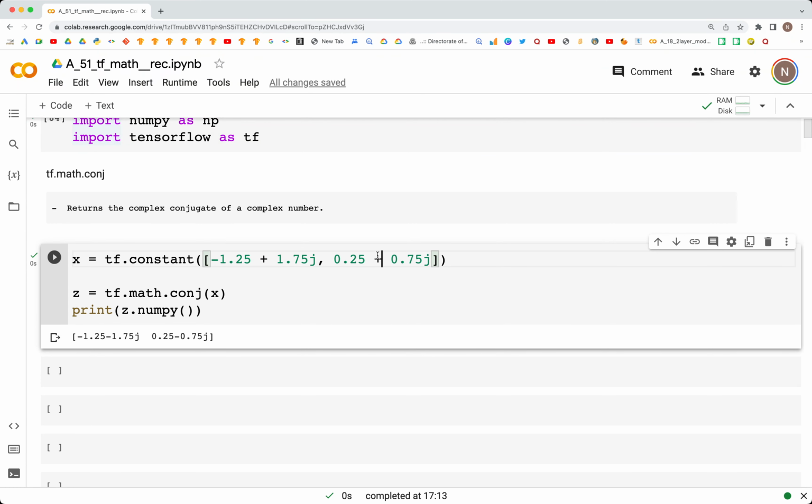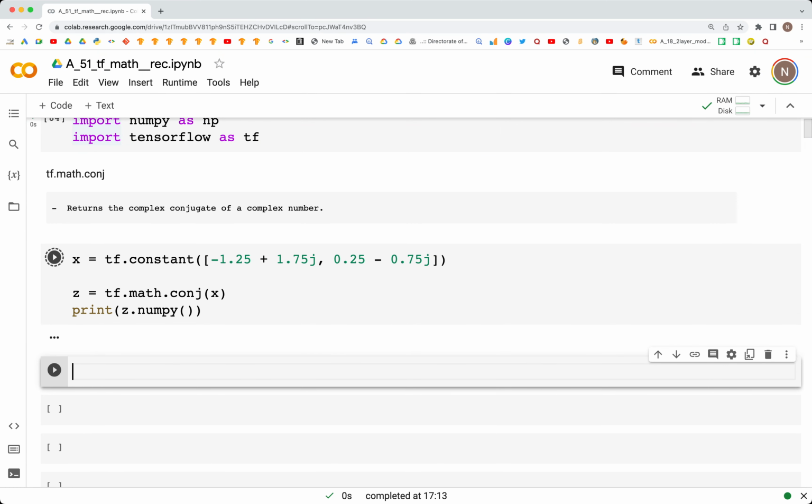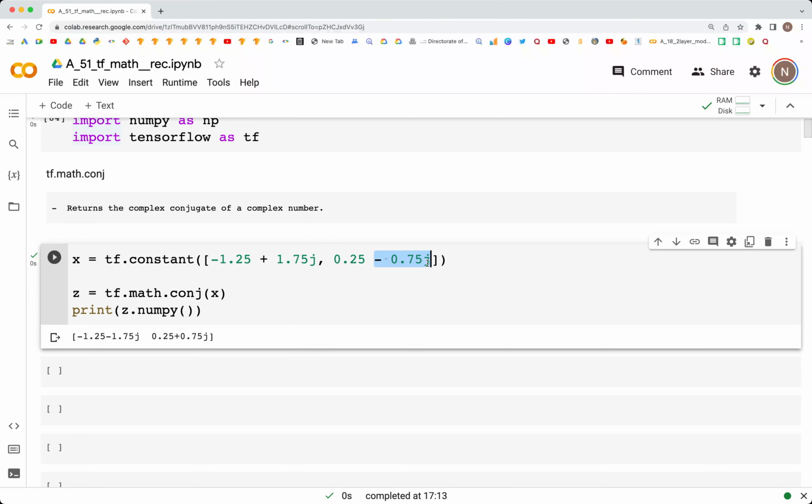You can try changing these values and running this again. So as you can see, minus 0.75j is now plus 0.75j.